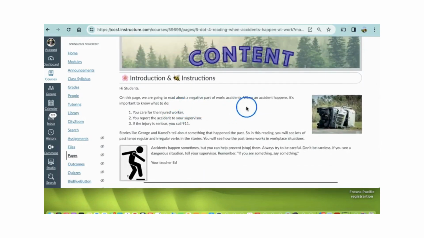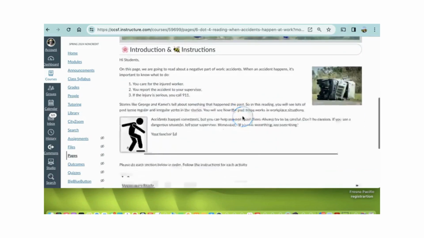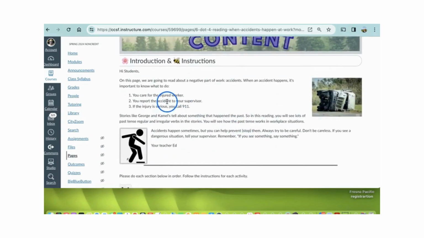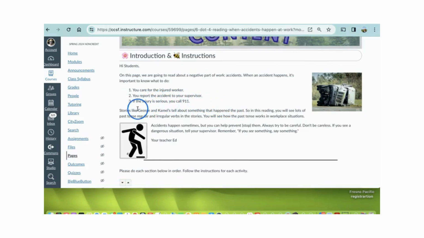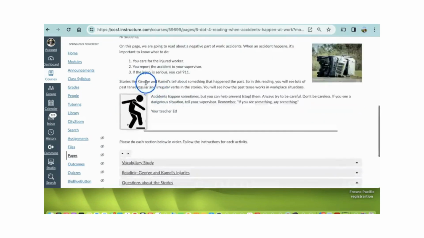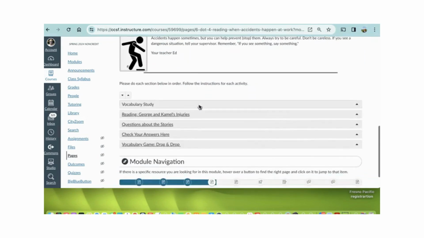And when an accident happens, it's important to know what to do. First, you care for the injured worker. Second, you report the accident to your supervisor. If the injury is serious, you call 911. So we're going to talk about two workers named George and Camel.